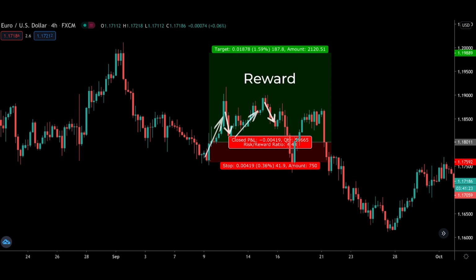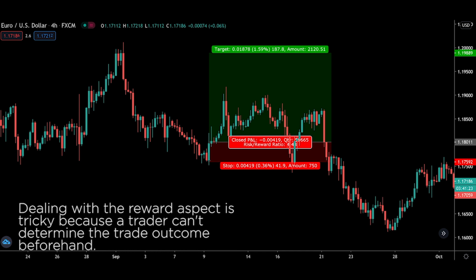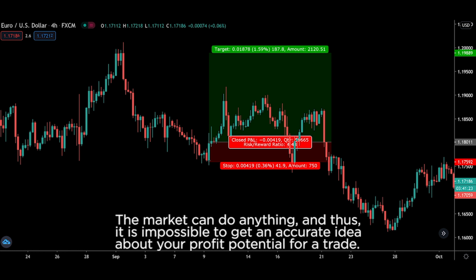In the case of the reward aspect, things are not so straightforward. Dealing with the reward aspect is tricky because a trader can't determine the trade outcome beforehand. The market can do anything, and thus it is impossible to get an accurate idea about your profit potential for a trade. Herein lies the tricky part of determining your risk to reward ratio objectively.